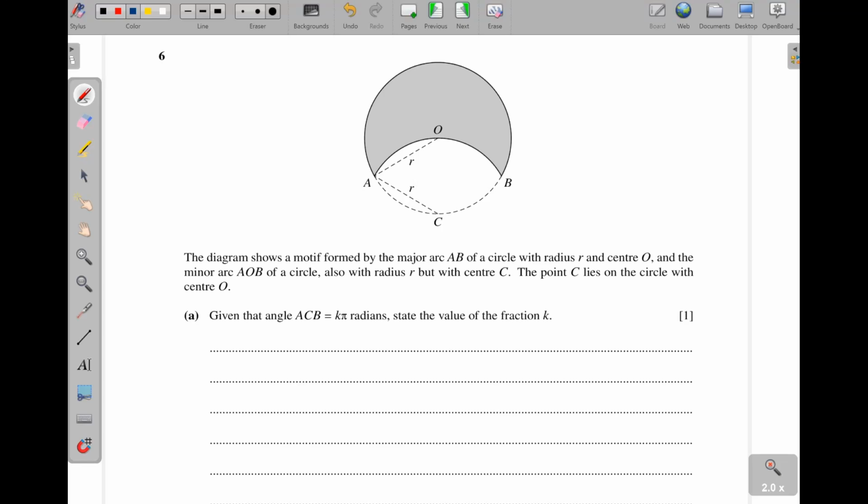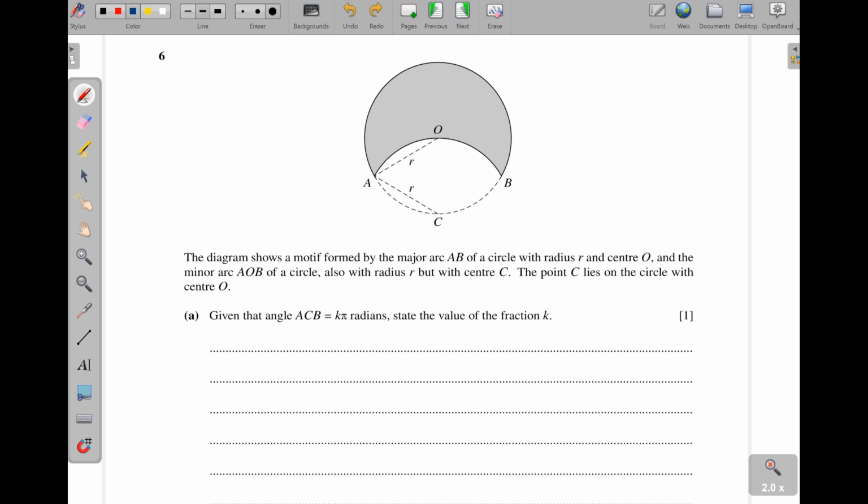Question 6 is coming from circular measure. The diagram shows a motif formed by the major arc AB of a circle with radius R and center O, and the minor arc AOB of a circle also with radius R but with center C. So the point C lies on the circle with center O. Part A. Given that angle ACB is equal to K pi radians, state the value of the fraction K.